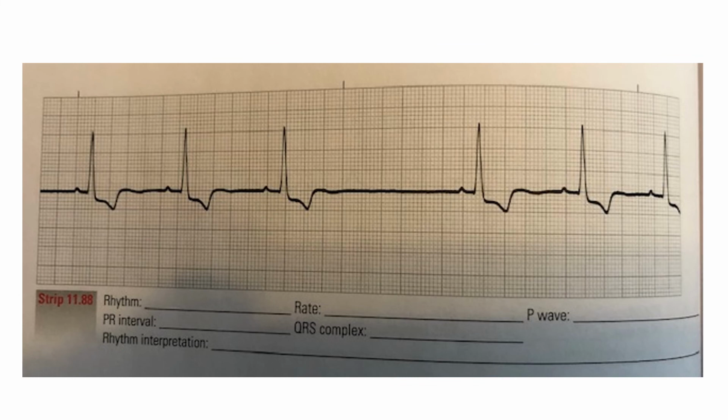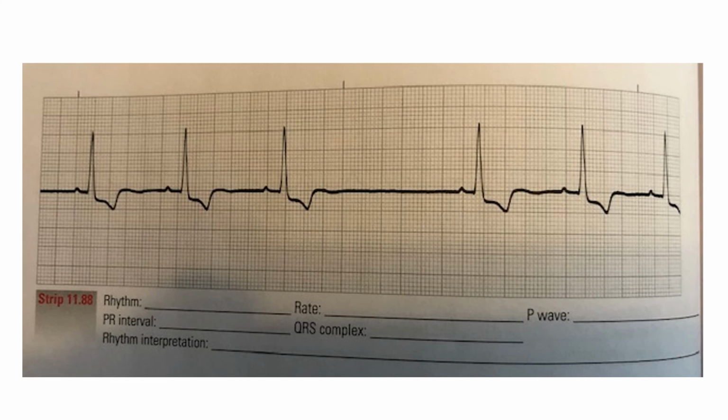In this rhythm, it is actually regular except for irregular with the pause. So the heart rate is 56 between your R to R's that are regular. You do have P waves before every single QRS, so they are sinus. Your PR interval is 0.16 to 0.18. Your QRS is normal. It is 0.08 to 0.10. So we know this is coming from the atrium. We already see that we have P waves.